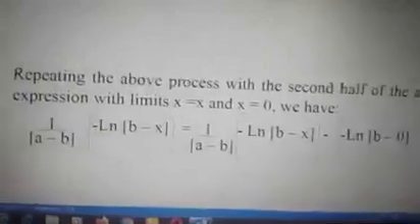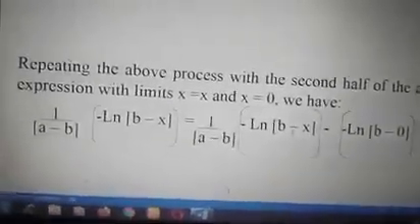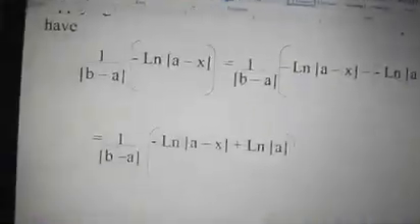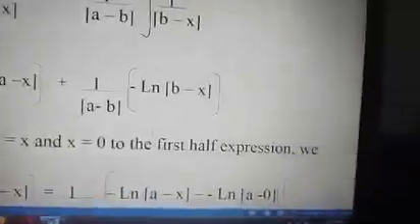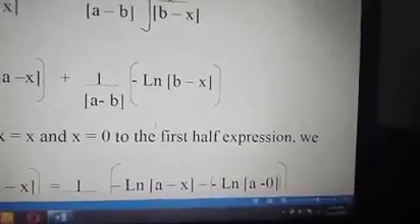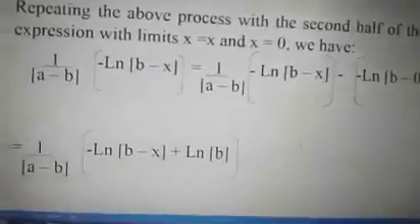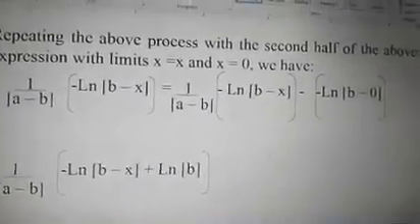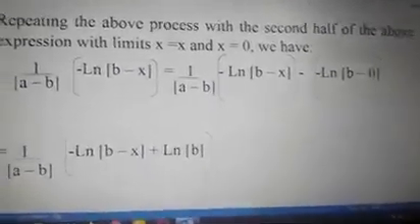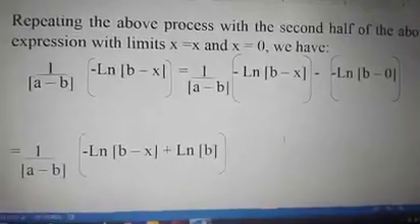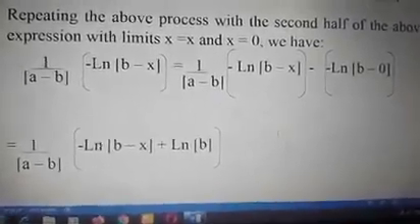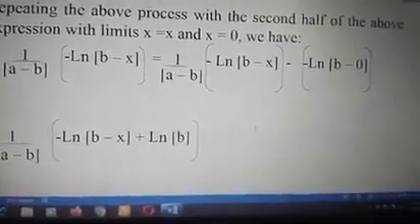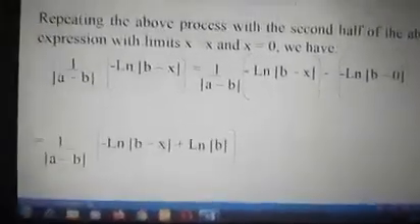Having done that, we repeat the above process for the second half of the expression. The second half is this part: 1 over a minus b, bracket open, minus ln, bracket opens again, b minus s. We apply boundaries to it. Replace s with s and also replace s with 0. So we now have 1 over a minus b, bracket opens, minus ln b minus s, replacing s with s, bracket closes, minus again, then open the bracket, minus ln b minus 0. This time around replace s with 0. So solving out, we now have 1 over a minus b, bracket opens, minus ln b minus s, bracket closes.